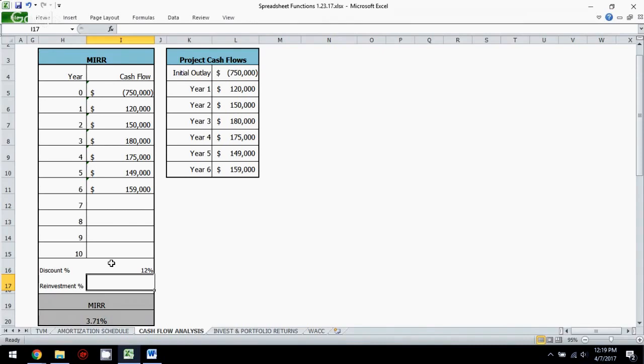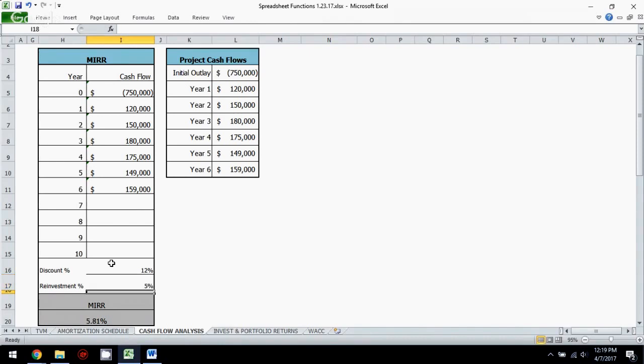We have to tell the formula what our reinvestment rate is. So even though this project might earn us 12%, even though our discount rate might be 12%, at what rate can we reinvest these funds during the project? Well, let's say that we're a company that normally earns a 5% rate of return. It wouldn't be fair to assume our earnings to be reinvested at 12%, so we can tell MIRR that we're going to reinvest this at 5% throughout the life of the project.